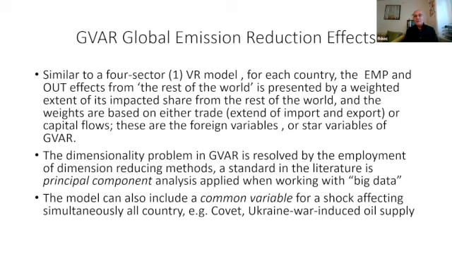The suggestion of GVAR is to avoid this erosion of efficiency by suggesting an alternative. What's that alternative? The alternative is to employ somehow the complete collective impact of the rest of the world and pack it into one variable. How is that done? The standard method in the literature is principal component analysis when you're working with big data.